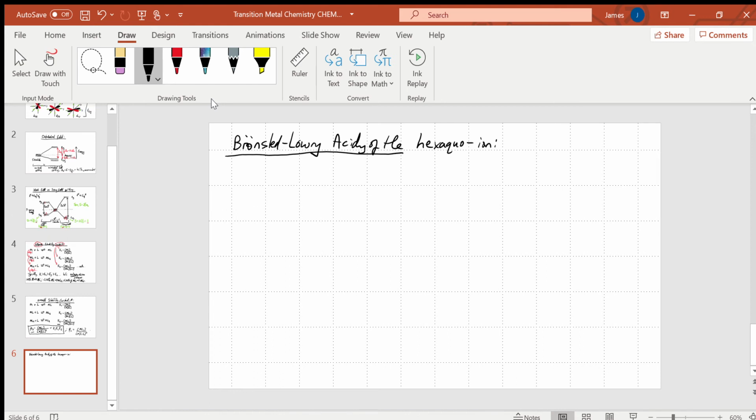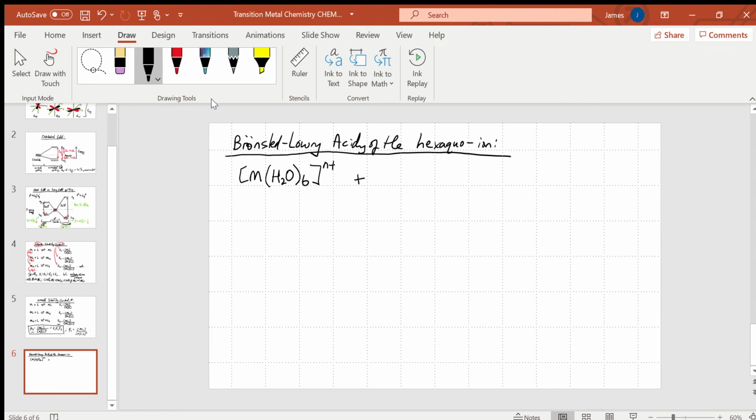Brønsted-Lowry acidity of the hexaaqua ion. Essentially we're looking at a metal. Hexaaqua just means six water, so we have six water ligands. That's our octahedral field, so the electrical field of these six water ligands is influencing the metal. This will have a variety of charges depending on what the metal is.